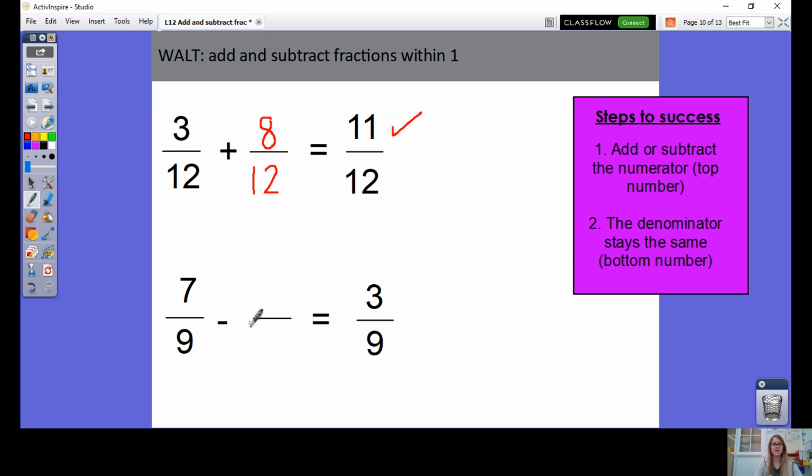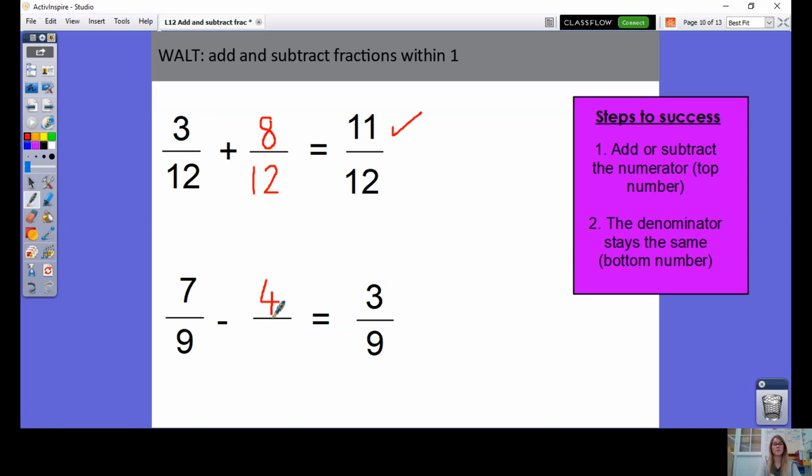Okay, so let's have a think about this one. So this time it's subtraction. So 7 minus something equals 3. So I know that 7 is there. I need to think about what have I taken away to get to 3. So if I have 7, I'm going to put it on my fingers to help me. I need to take away 1, 2, 3, 4 to get to 3. Okay, so I know my numerator is 4.